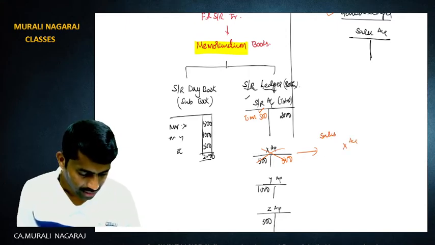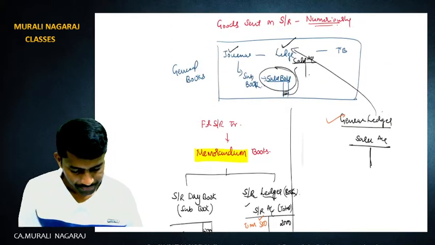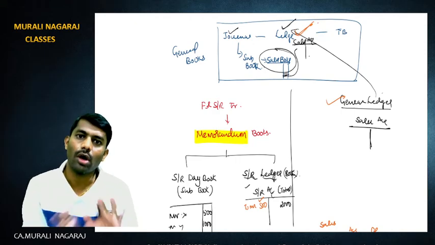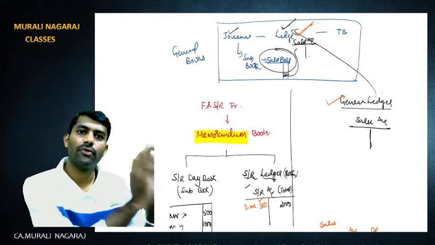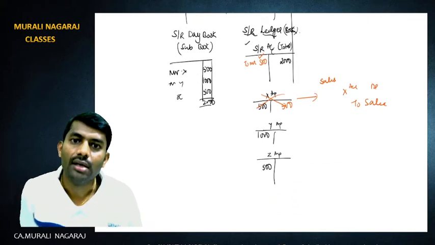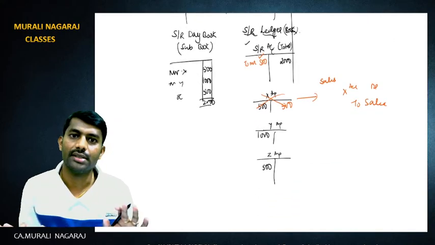Entry is X account debit to sales account. It will come in your normal ledger. So here it will come in the normal books of accounts when goods are accepted. For that, the entry will come. Correct?